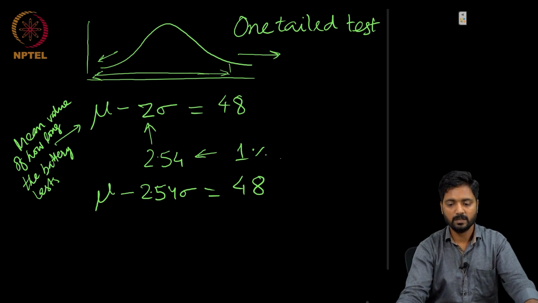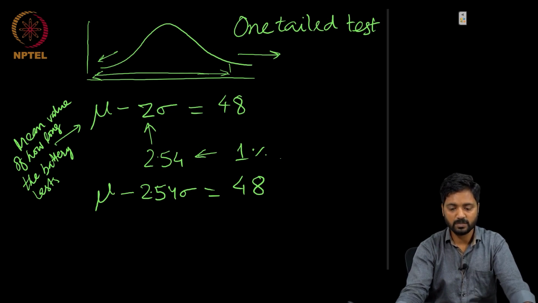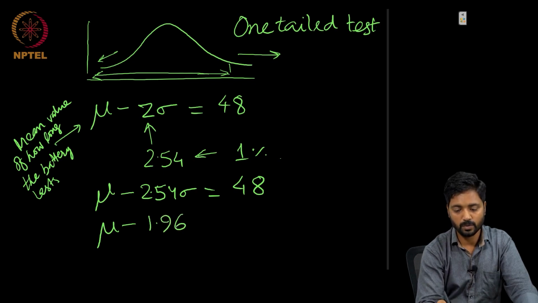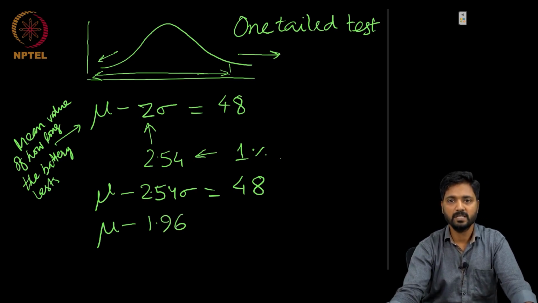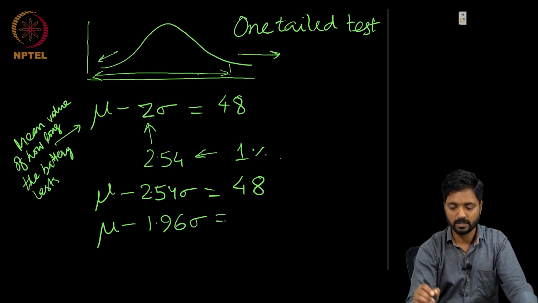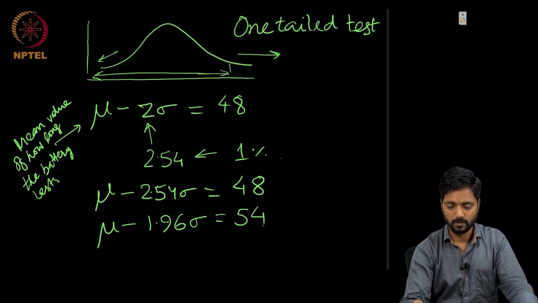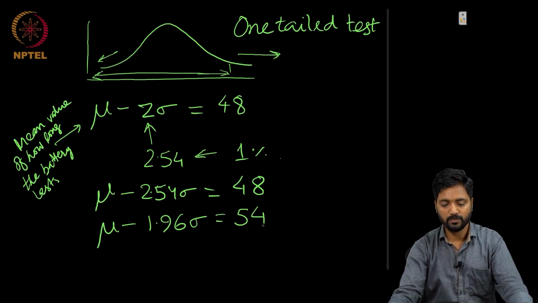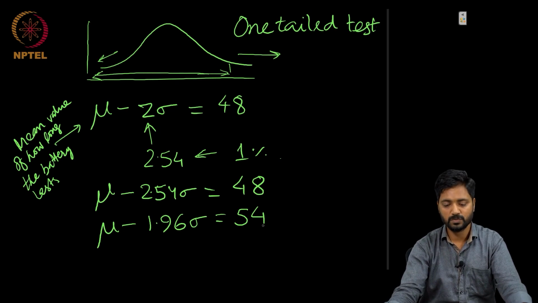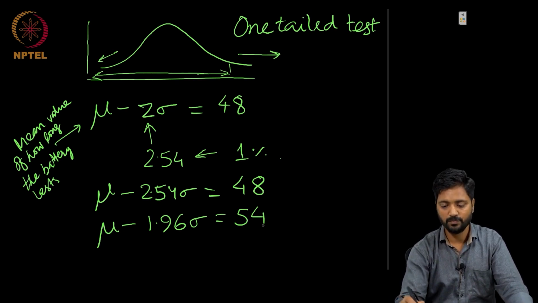Similarly, since 2.5% of the batteries are failing, then the z value in the second case will come down to 1.96, which implies a total of 5% significance level for the two-tailed test. So, we have one equation where mu minus 2.54 sigma is 48 months, and another where mu minus 1.96 sigma is 54 months.